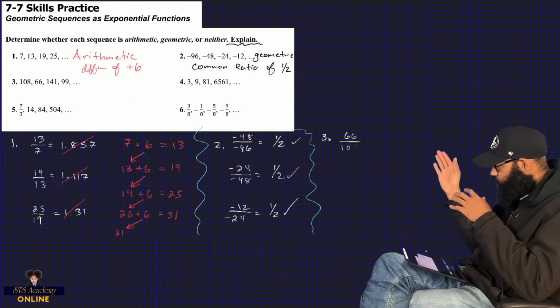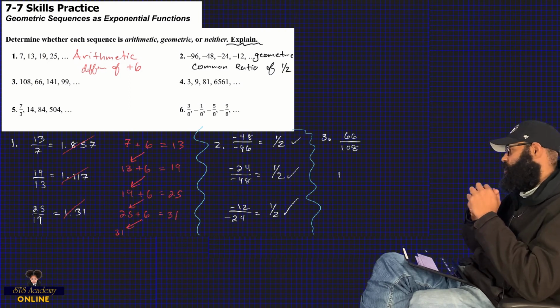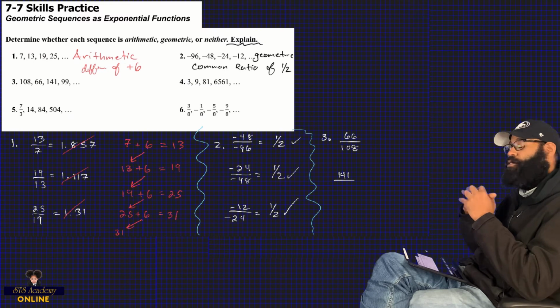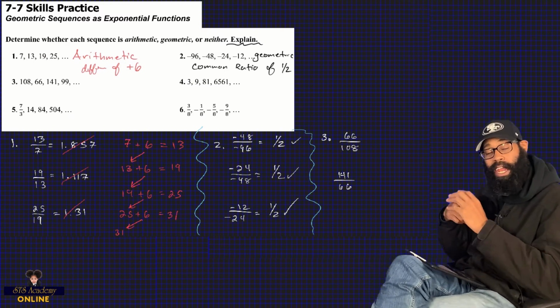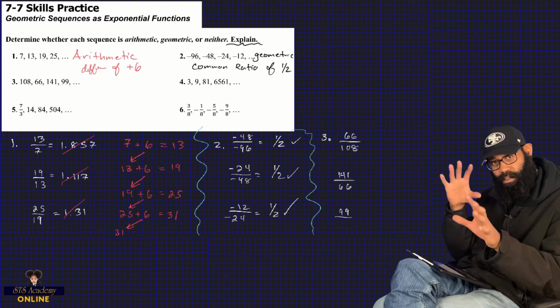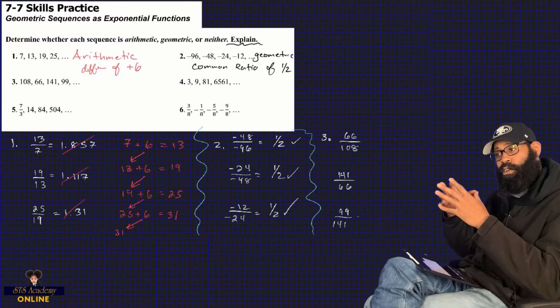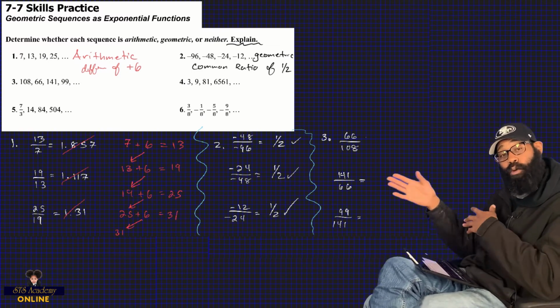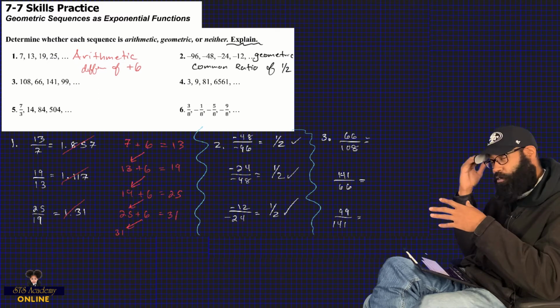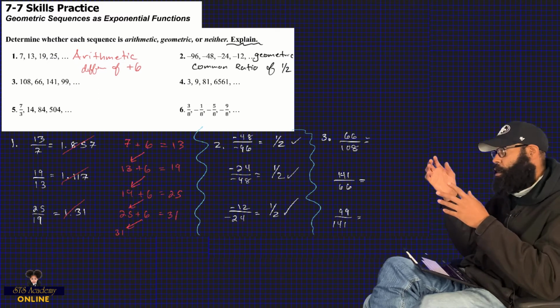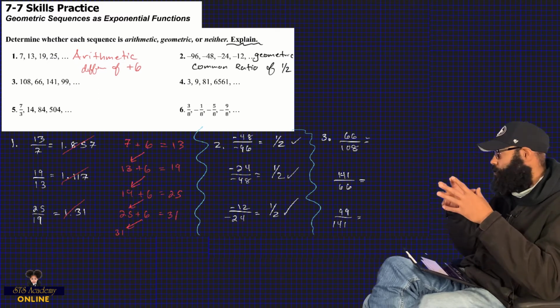Of course, take 144 and see what happens when you divide it by 66. And then take 99 and see what happens when you divide it by 141. Now again, you got a calculator, so it's not like it's challenging you. What's challenging you is the concept and the skill. We're working on that. We're working on understanding what makes the sequence geometric or arithmetic.